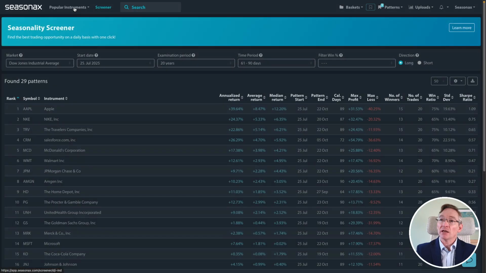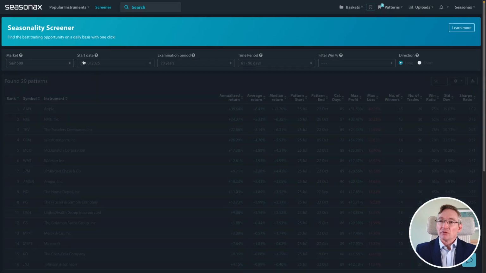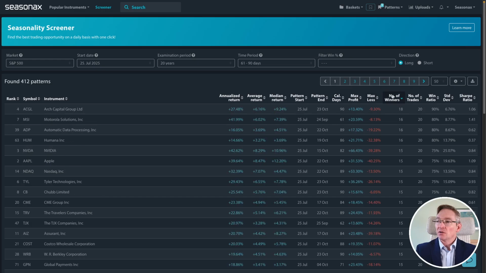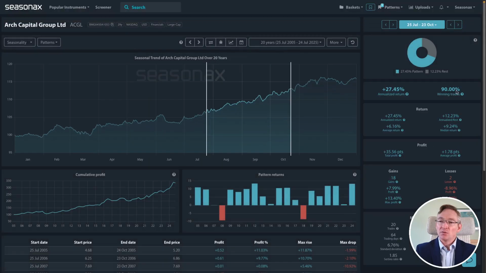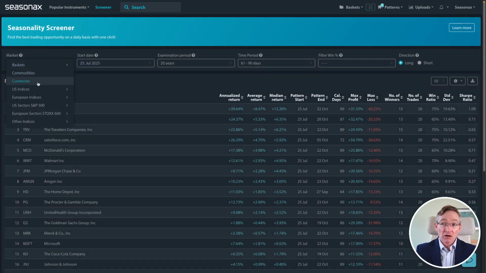So let's just take a look here. Let's look at the S&P 500. We can use the screener, and we can find when these strong seasonal patterns are. And look, there's one, Arch Capital Group. You can see 90% winning trade percentage over this window from 25th of July to 23rd of October, and that returns 6.61%. Very impressive. And you can use the screener to not only look for stocks, you can look for currencies, you can look for commodities.